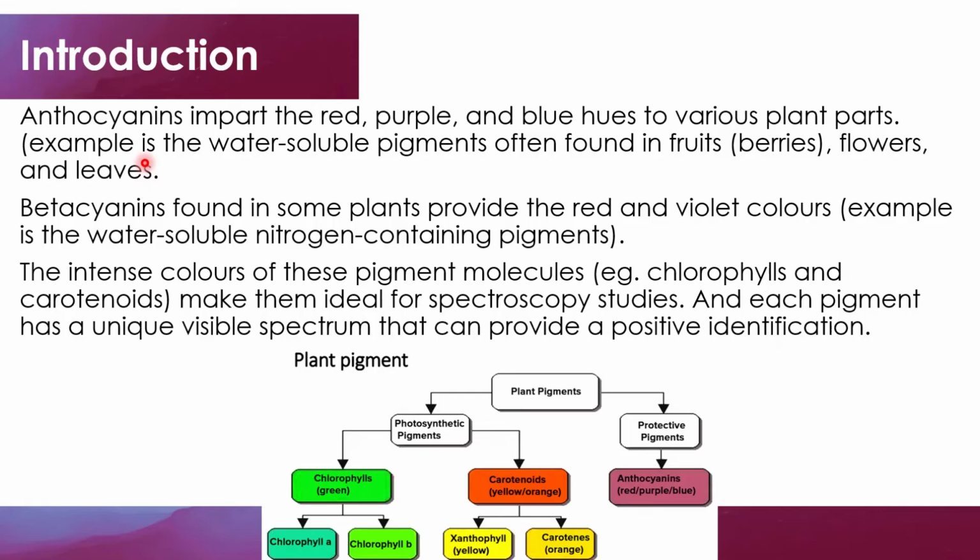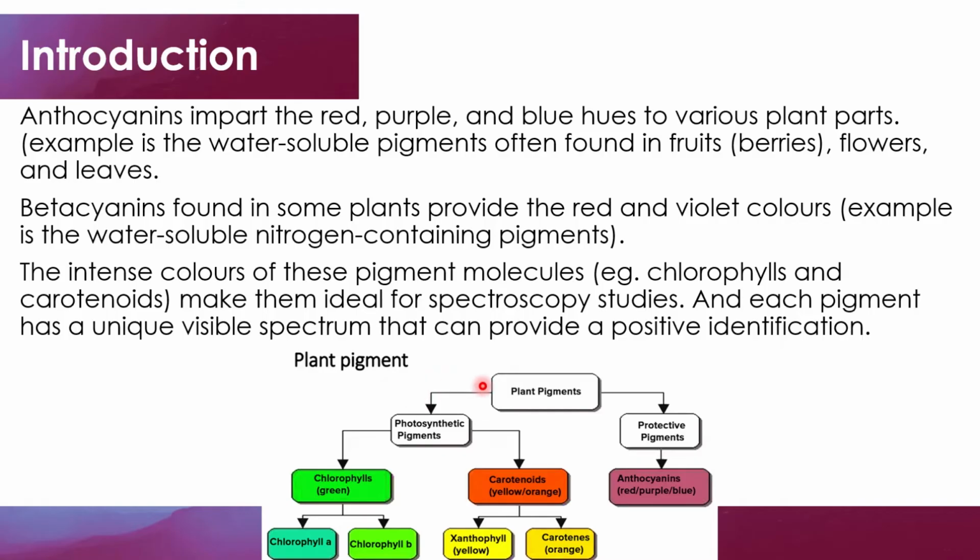And what you have to note is that the intense colors of these pigment molecules make them ideal for spectroscopy studies. Each pigment has a unique visible spectrum that can provide a positive identification. So this is just a diagram showing the various types of plant pigment that we have.